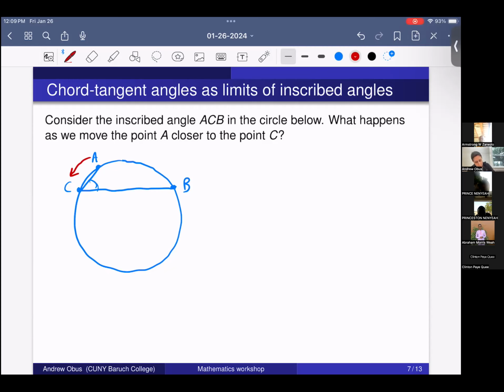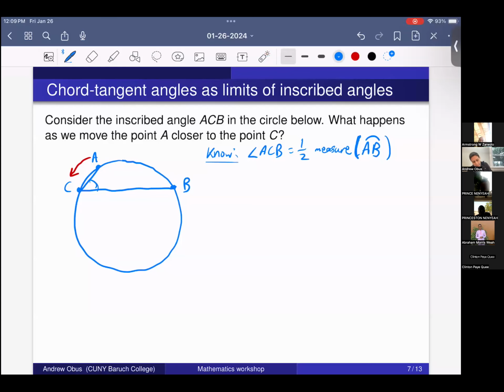So we know that angle ACB is equal to 1/2 of the measure of arc AB, right? Which I'll write like that, measure of arc AB. This is our inscribed angle formula. We know that this angle is half the measure of this arc. And we know that this formula holds no matter where A is, right? So if I move A closer and closer to C, the arc is going to get bigger. That's going to make the angle bigger. And so the question is, what happens to the angle as A gets closer to C?